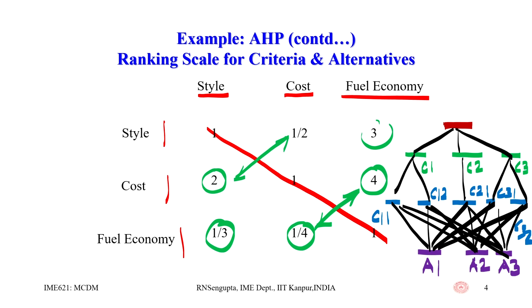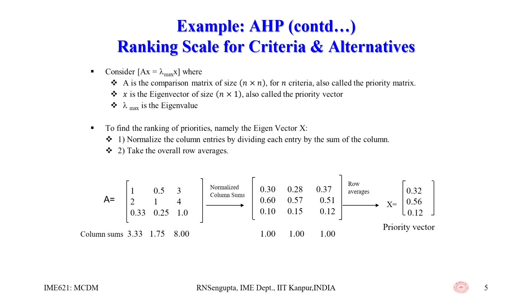Similarly, when we consider the alternatives and proceed accordingly. So, A is the comparison matrix of size n cross n of n criteria, also called the priority matrix. Here I am considering the criteria, obviously, they can be sub criteria also. X is the eigenvector of size n cross 1 for that n cross n matrix, and lambda max is the eigenvalue. So, eigenvalues and eigenvectors are found in order to find the level of importance and how the criteria or the sub criteria can be broken up in order to understand their level of significance.